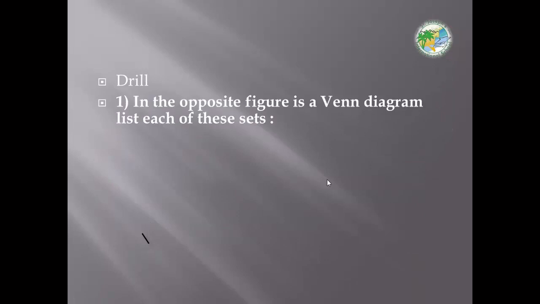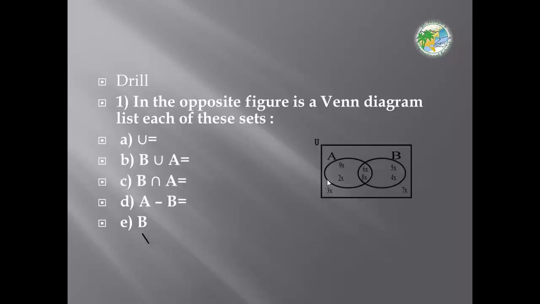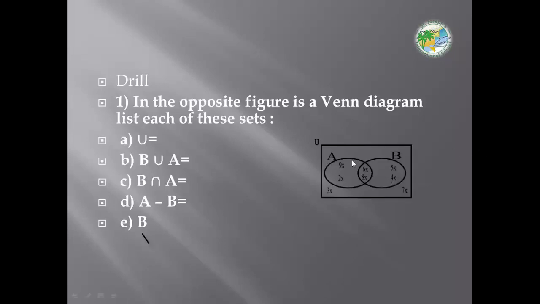Drill. In the opposite figure is a Venn diagram. List each of these sets. Okay, we want the universal set, A union B, A intersection B, A difference B, and B dash, B complement, sorry, meaning this one above B. Okay, I give you 1 minute to finish answering the drill.